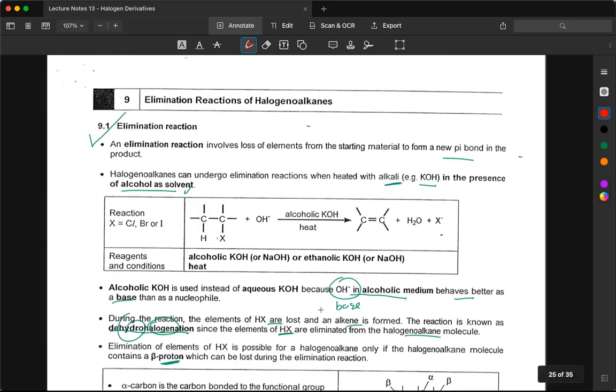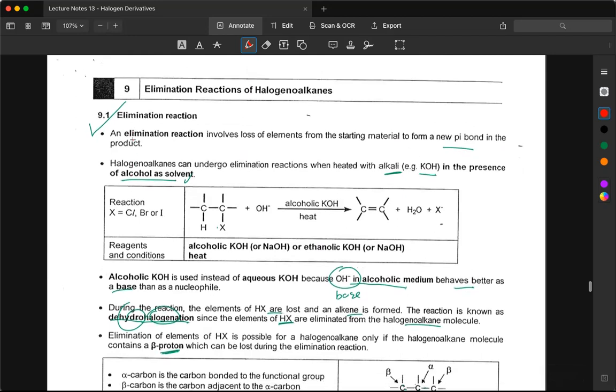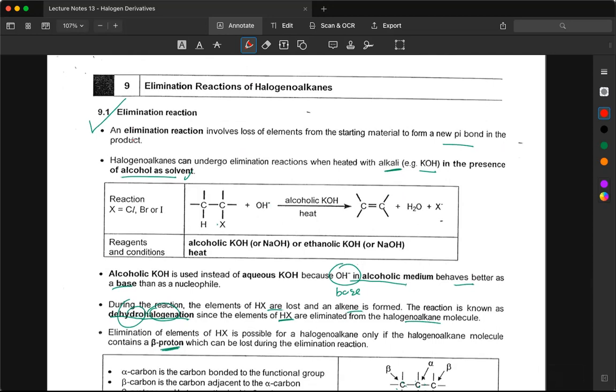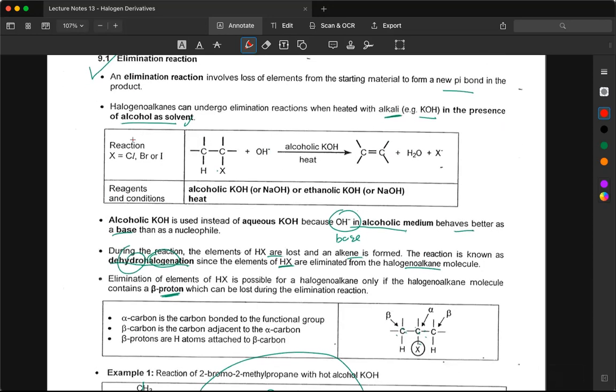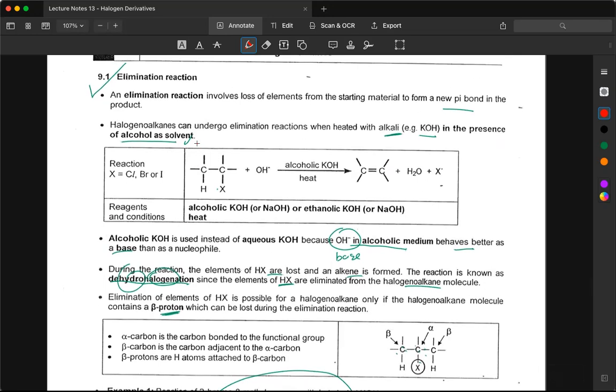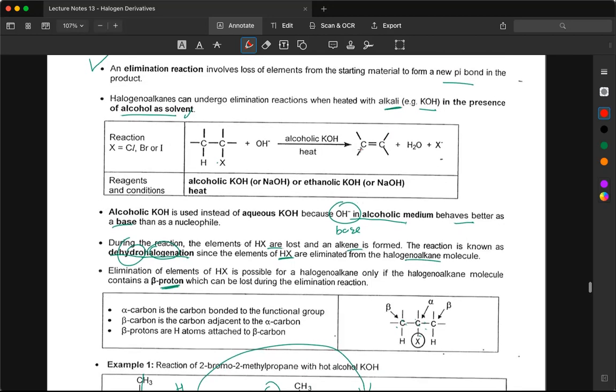Let's move on to the last section, on elimination reactions of halogenoalkanes. Elimination reactions involve loss of elements from the starting material to form a new pi bond in the product. Halogenoalkanes can undergo elimination reactions when heated with alkali in the presence of alcohol as the solvent. So this is a general equation that shows elimination. We have the halogenoalkane reacting with hydroxide. Conditions will be alcoholic KOH, of course, plus heating, to form the alkene, water and the halide ion.